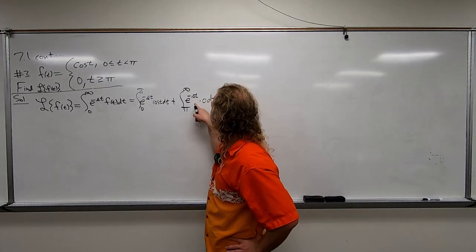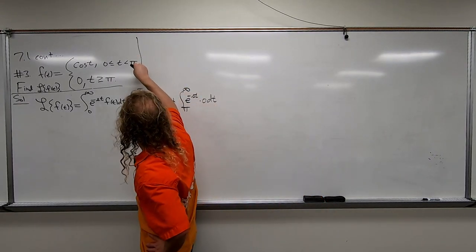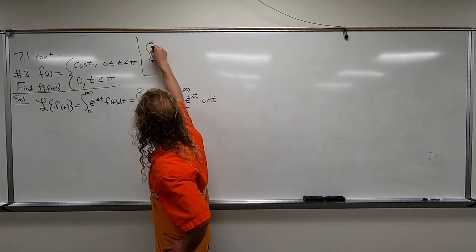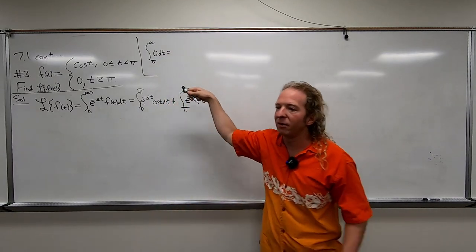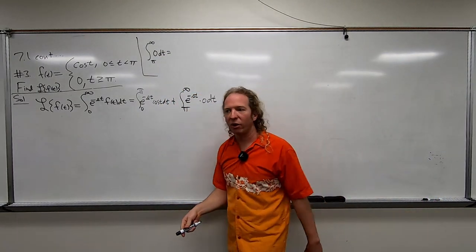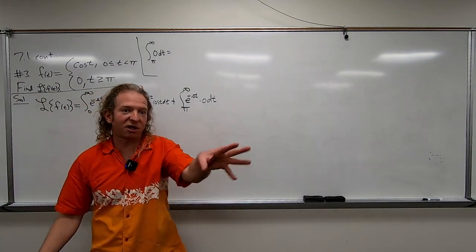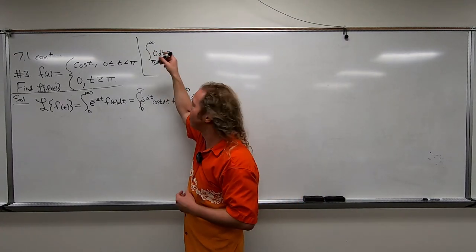Let's handle this on the side. I'll do it up here. This times this is going to be 0 when you multiply these. So we're going to get pi to infinity, 0 dt. I think we talked about this last time. When you integrate 0, what do you get? Zero. A constant. And then you have the limits of integration, so you subtract the constant, and you just get 0.